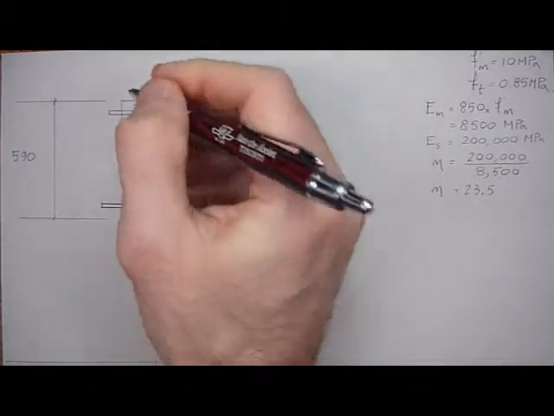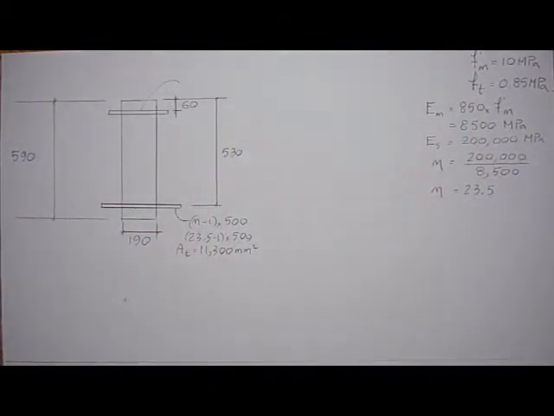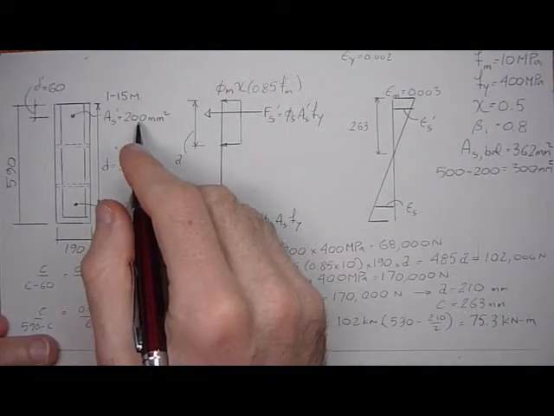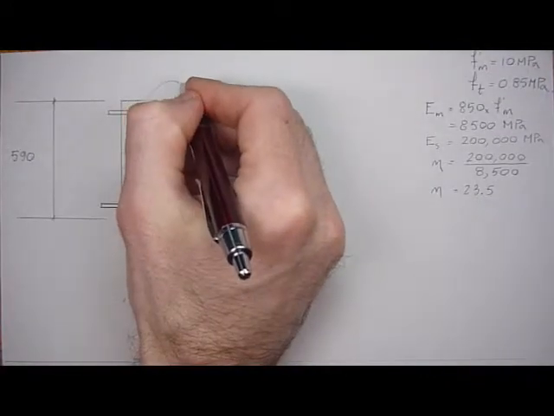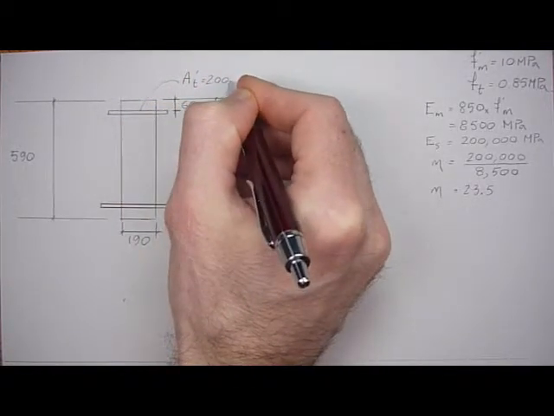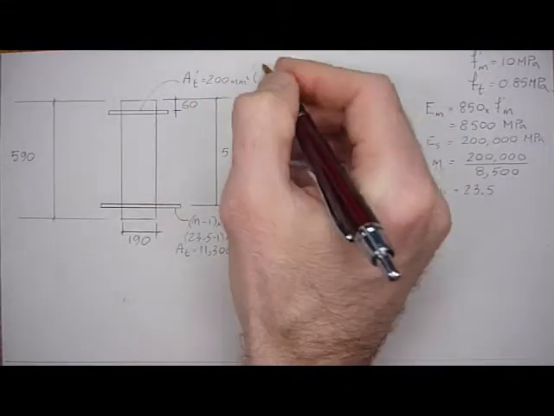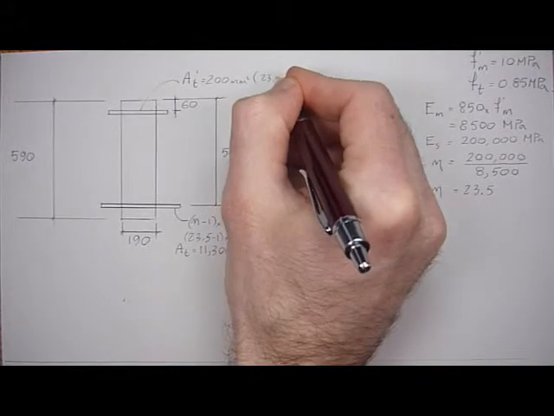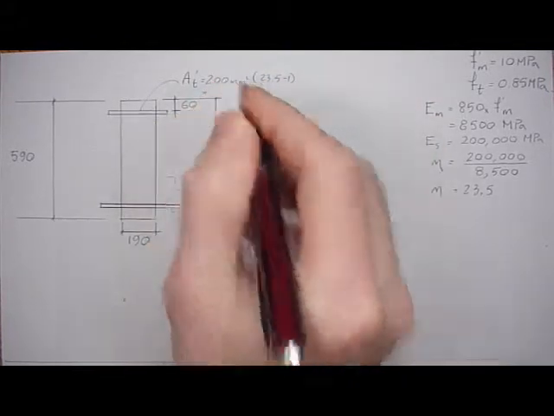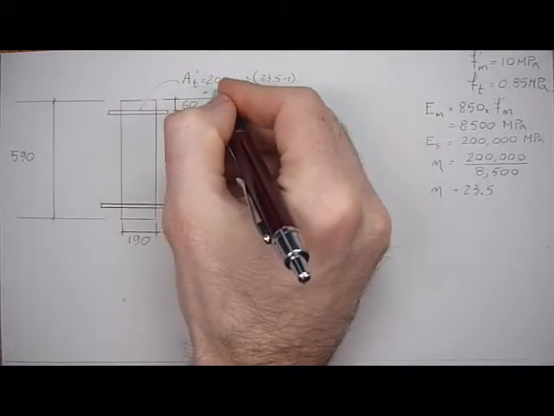And then similarly, we do the same thing for the top steel. And the top steel was 115 M bar, 200 millimeters squared. So the At prime would be 200 millimeters squared times, I kind of reversed it, but 200 times n minus 1, 23.5 minus 1, which comes out to be 4,500 millimeters squared.